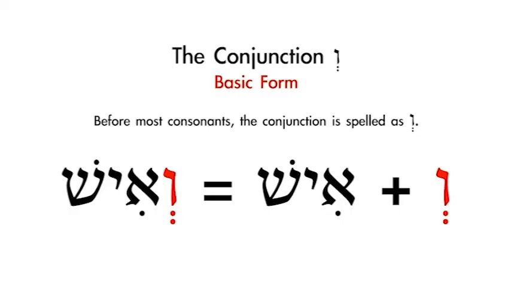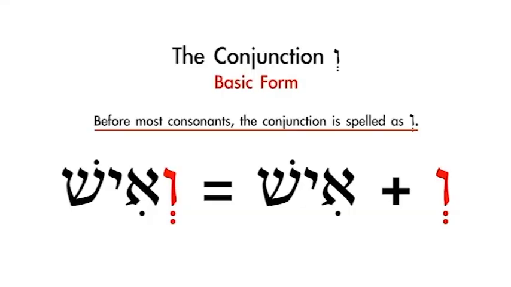So how is the conjunction spelled? Before most consonants, the conjunction is spelled as a simple vav with vocal schwa underneath it. The reason for this spelling with vocal schwa is that it occurs primarily in the propretonic position, and so that vocal schwa was super common and it became a frozen form. Perhaps it doesn't matter why it happened, you just need to know that that's the basic spelling, and we're going to see some changes that go with it.